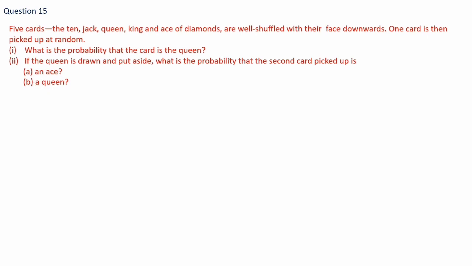So let's go through the question once again. Only 5 cards are there: 10, jack, queen, king and ace of diamonds. Category is here diamonds. And number 10 card is there, J is there, Q is there, K is there, A is there. They are well shuffled with their face downwards. One card is then picked up at random. One card you are choosing after shuffling. What is the probability that the card is the queen? That is the first question. And second, there are some conditions that we will discuss while explaining this second question.